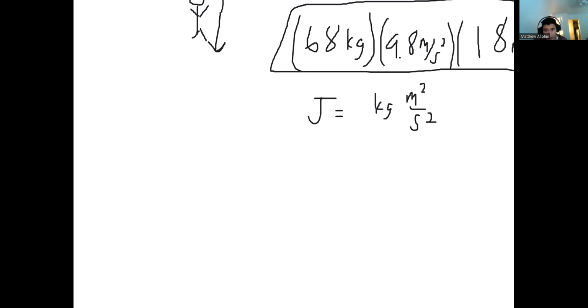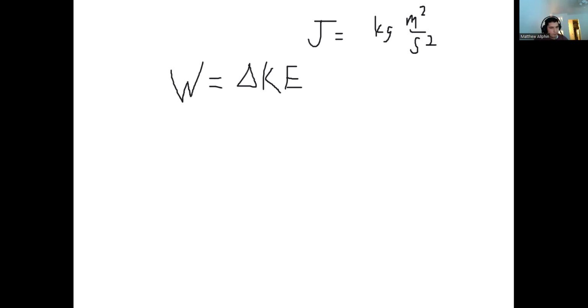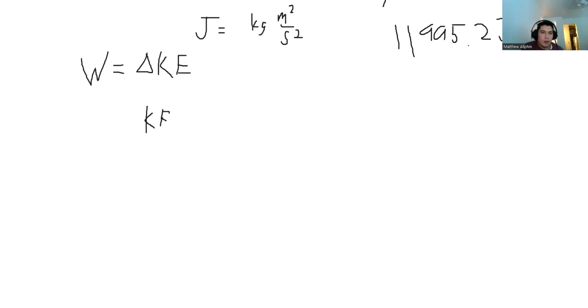And so I think the other big part about work is what's called the work kinetic energy theorem. What that says is the work done on something is equal to the change in kinetic energy. That's what the work kinetic energy theorem says. And why does that make sense? Well, the kinetic energy of an object can be written as 1/2 the mass of the object times its velocity squared.